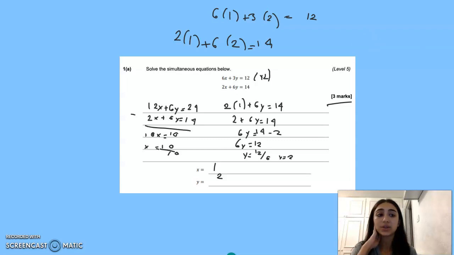And so that is the standard process that you take when solving simultaneous equations. The best way to practice with this would be just to do so many exam papers, and eventually it's going to come like second nature when you're answering a question like this.